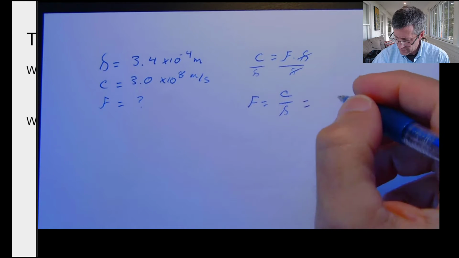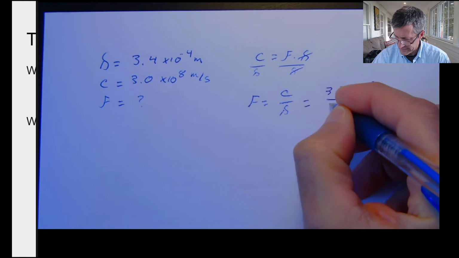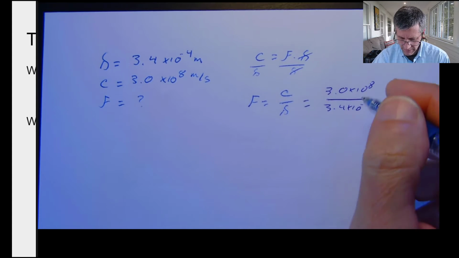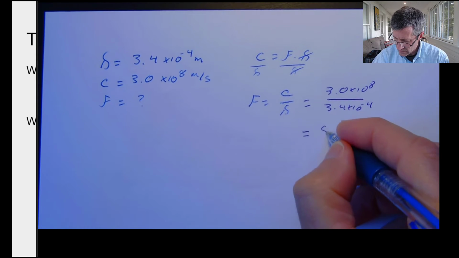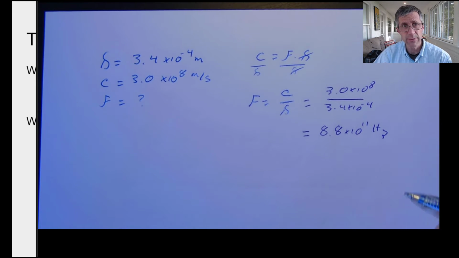So I know the speed of light is 3.0 times 10 to the 8th. And the wavelength is 3.4 times 10 to the minus 4. And when I plug it into my calculator, I'm going to get 8.8 times 10 to the 11 hertz. Give it a try, make sure it works out in your calculator.